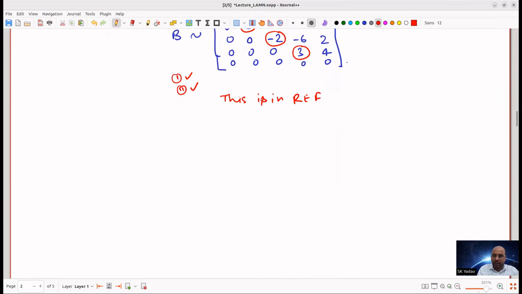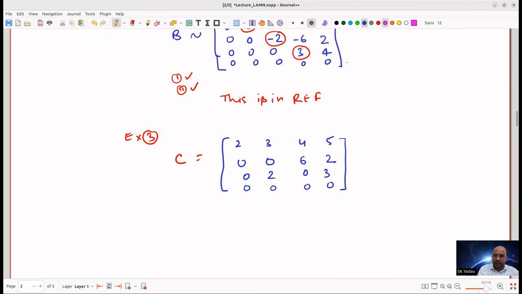Let us take one more example, and I will leave it to you to check whether it is in REF or not. If it is not in REF, just change it into REF. So matrix C equal to, I am taking here, it is given as 2, 3, 4, 5 and 0, 0, 6, 2. The third row is 0, 2, 0, 3 and the fourth row is 0, 0, 0, 0.